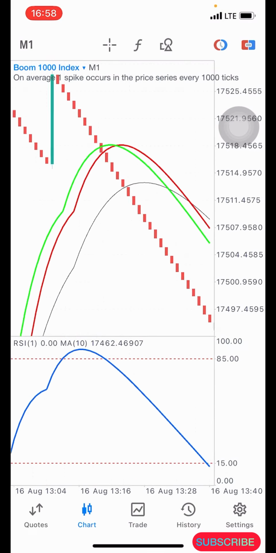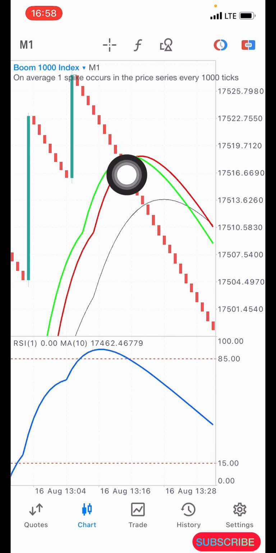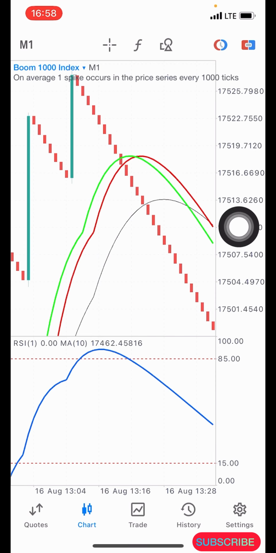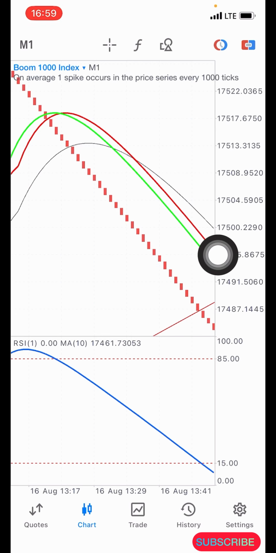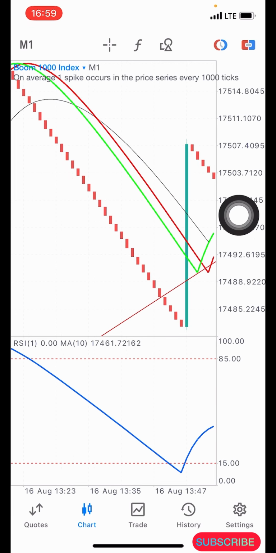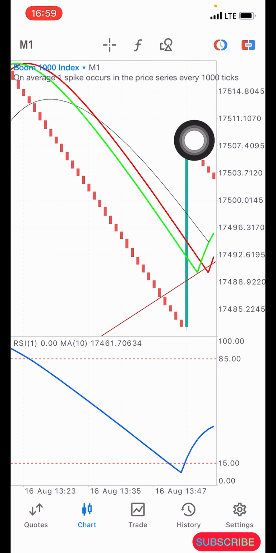All right, so you can see price was coming down. You can see here it was coming down. It went below the trend line, right? No problem, it's still going to go back, right? So now you see this spike here, boom, right?